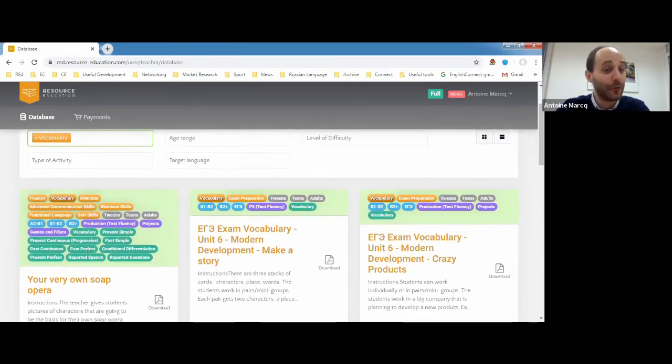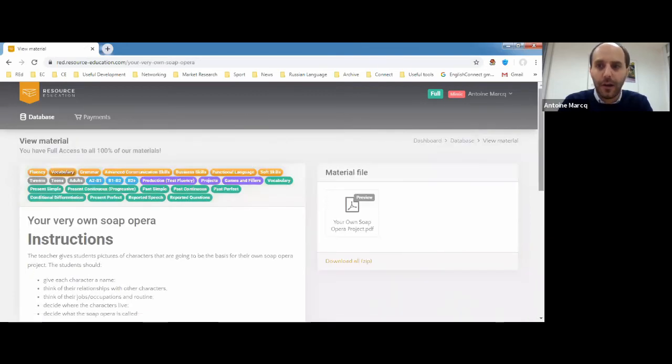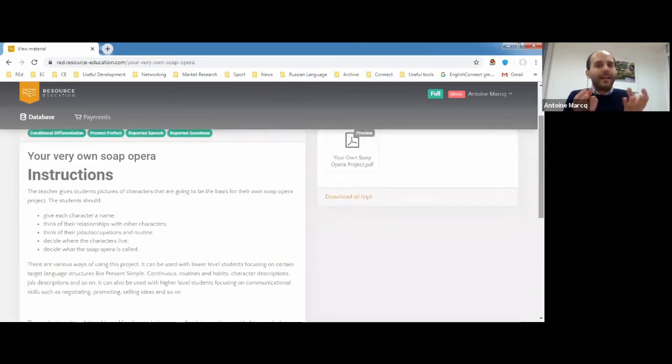Don't worry. The first thing I want to show you is right here. It's in a lot of different categories, as you can see. Fluency, vocabulary, grammar, business skills, functional language, soft skills. Why is it so? Because this activity, I developed this actually a while ago, and it's an awesome revision activity or project because it gives you a lot of leeway to adapt it to different kinds of grammar you want to practice, different sets of vocabulary.